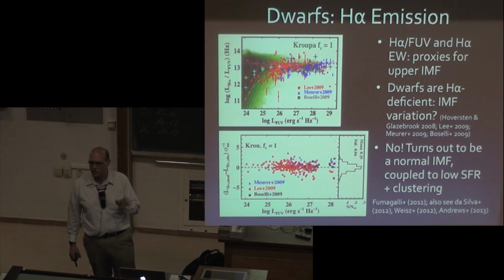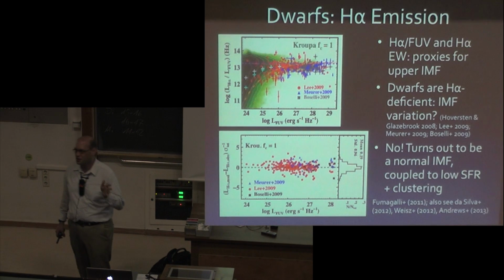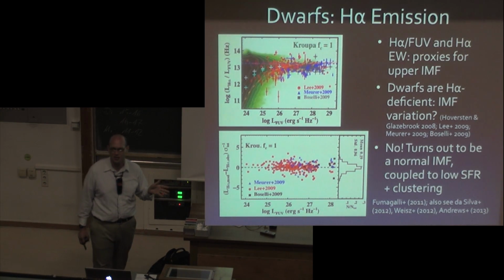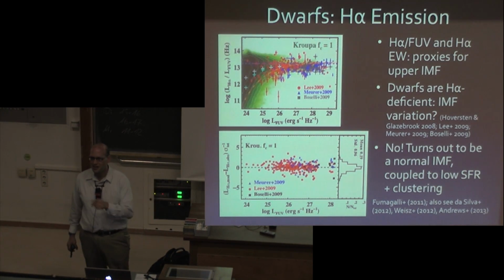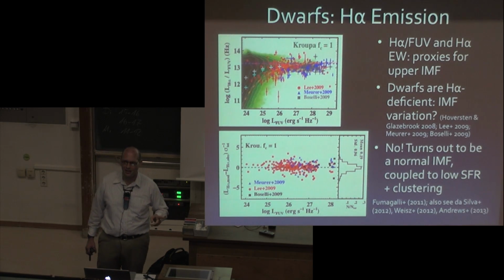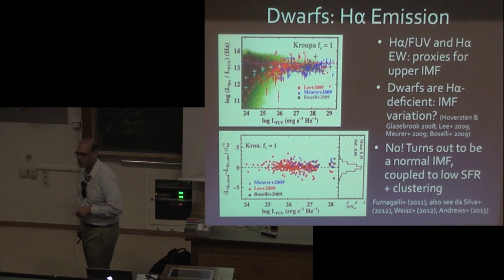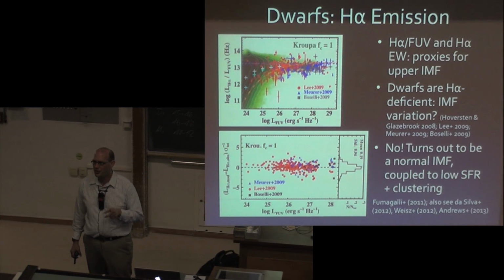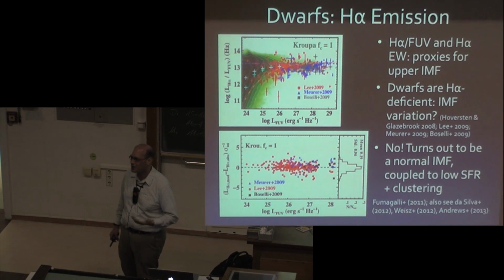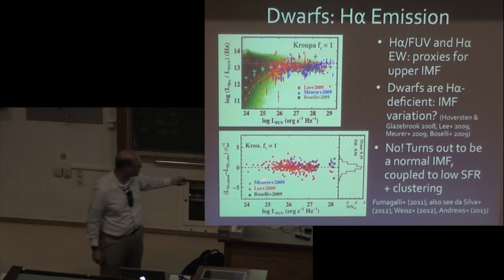And that's really telling you something about the mass function. It's telling you that you have a deficiency in 50 solar mass stars compared to 10 solar mass stars. But it's not telling you about the initial mass function. It's telling you about the present day mass function. So if you want to know about the initial mass function, you need to then make a model and take this effect into account, and that's what's shown here.